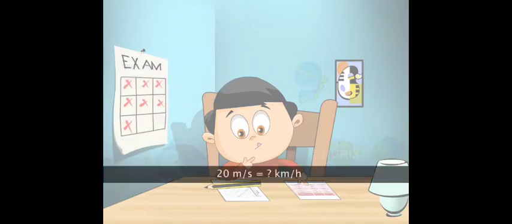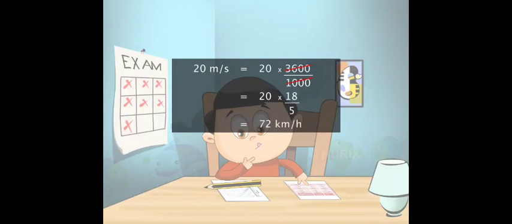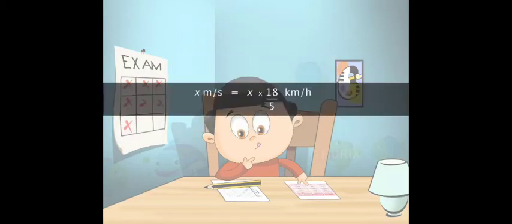Now, let's see how to convert 20 meters per second into kilometers per hour. Shown here is how 20 meters per second converts into kilometers per hour. To convert a value from meters per second to kilometers per hour, you need to multiply the number by the factor 18 by 5.